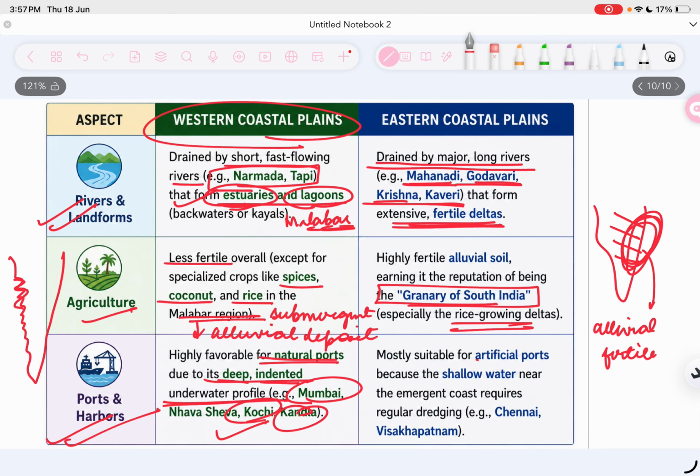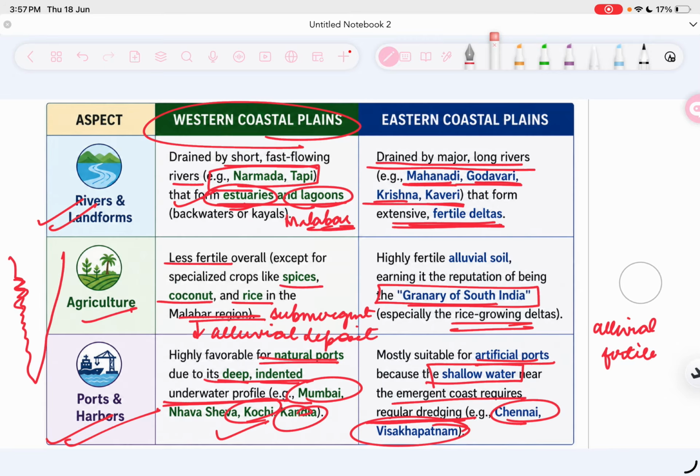Whereas the eastern coastal plain is considered better for artificial ports because they have shallow water, as more deposition is being done by the rivers near the emergent coast. It requires regular dredging and regular application of technology to make it accessible or to convert it into artificial ports. We have ports like Chennai and Visakhapatnam on the eastern coastal plains.